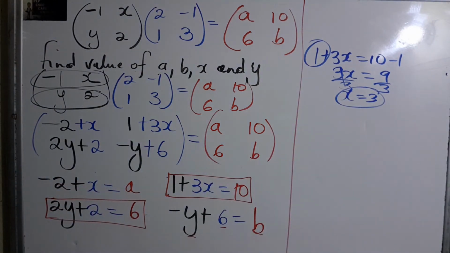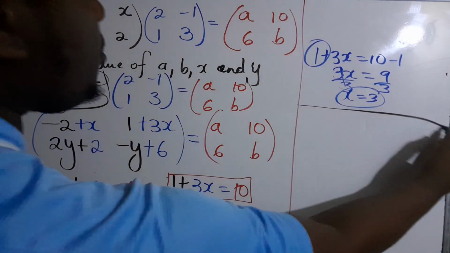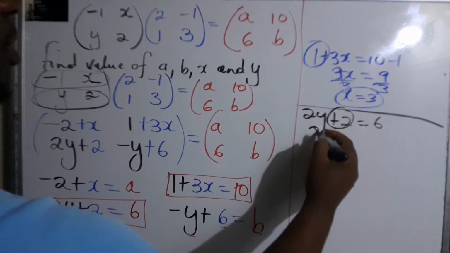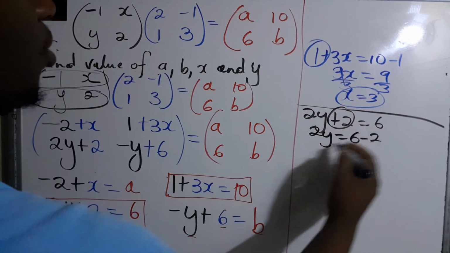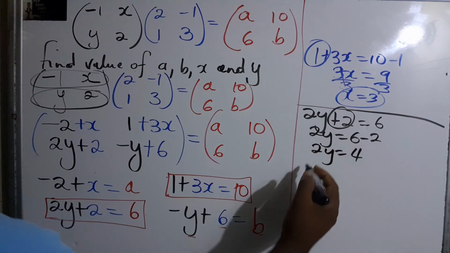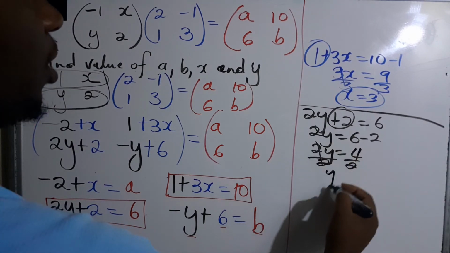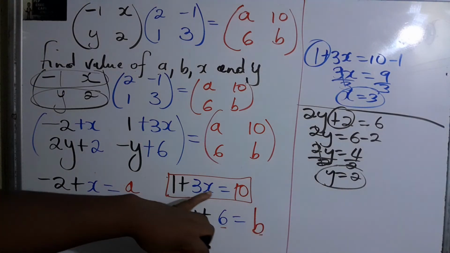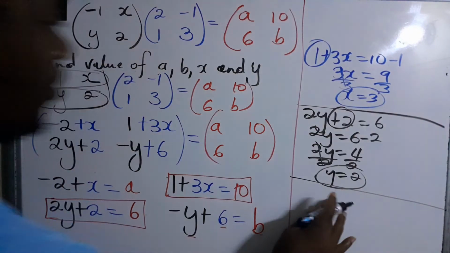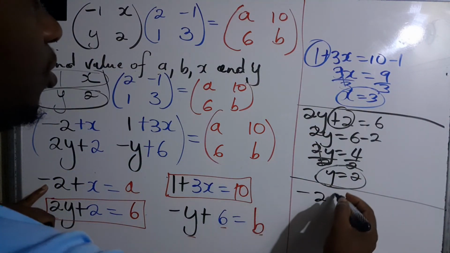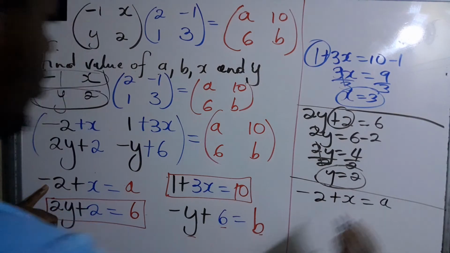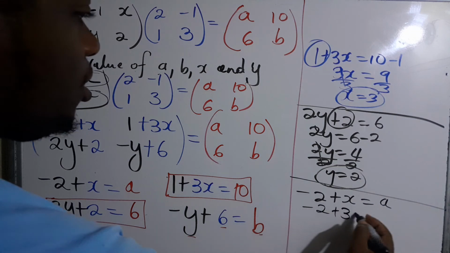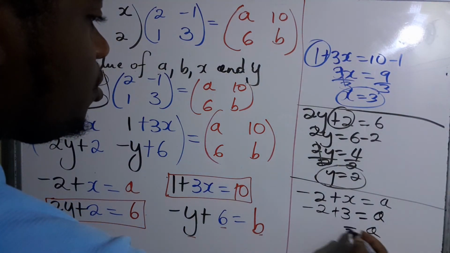Alright, let's find y now, because we can. We have 2y plus 2 equals 6. Subtract 2 from this side, so it would be 6 minus 2, which is equal to 4, and then we divide by 2. So y is equal to 2. So we've found 2 values already. Now that we have y and x, it's so easy. We're going to substitute, so it's negative 2 plus x equals a. We know the value of x to be 3, so it's negative 2 plus 3. So a works out to 1.